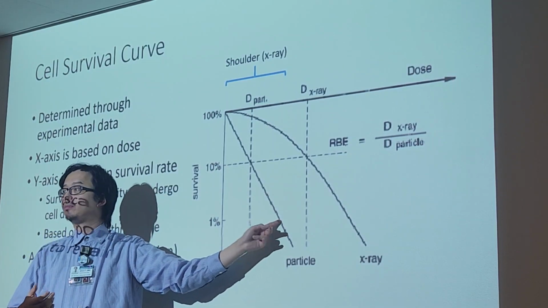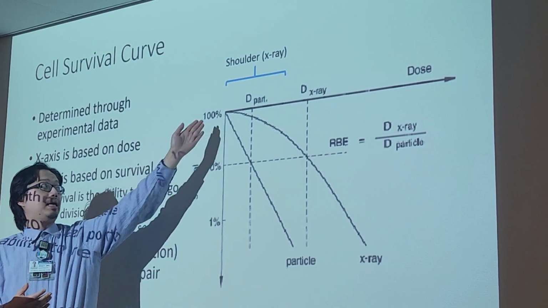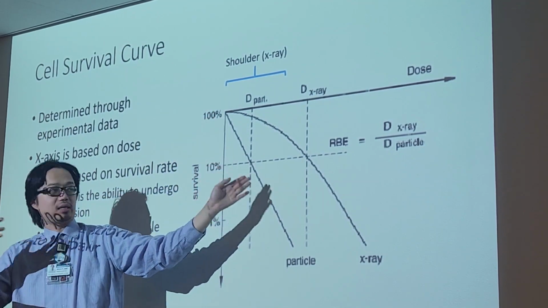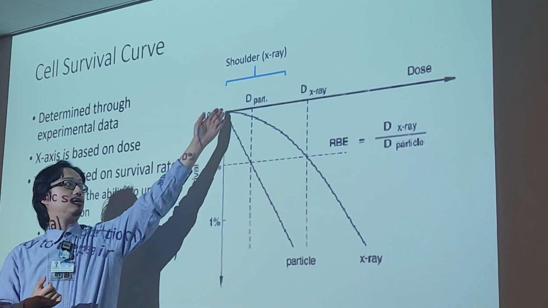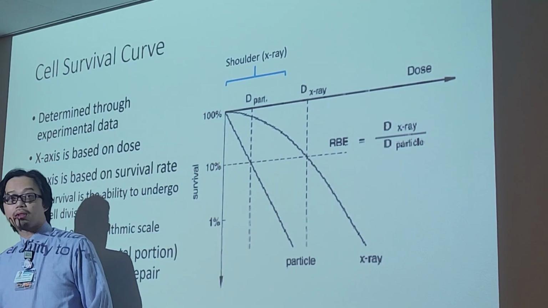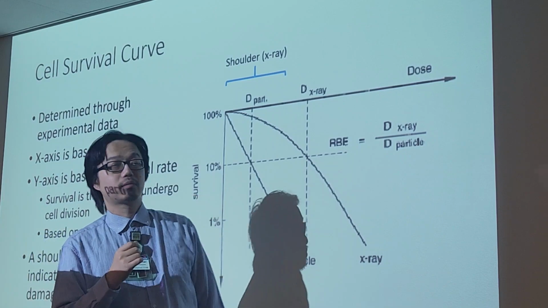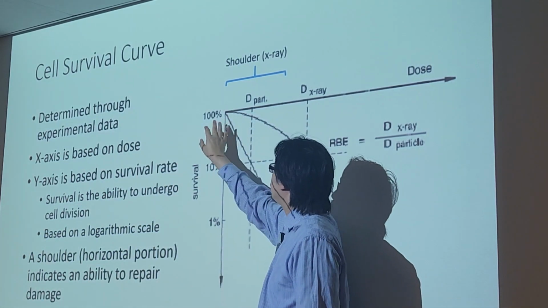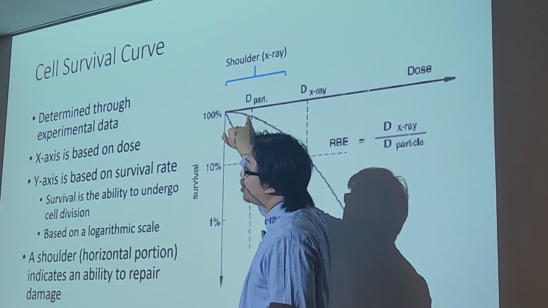Now only 1% remain, right? So it's directly proportional. It's perfectly even, right? I give a dose, an effect happens. I give a dose, the same effect happens. So, perfectly straight. However, for our low LET radiation, here I give a dose, a small effect happens.